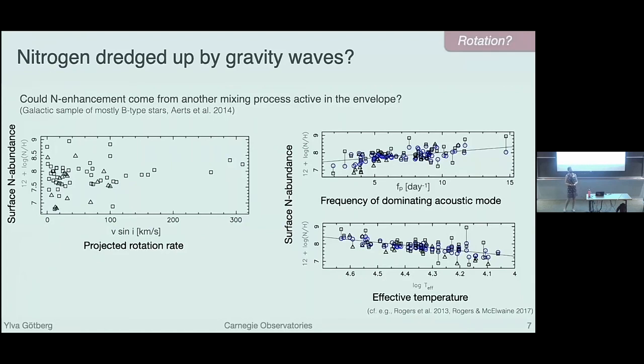So there's a question from Pascal about these plots that we were just discussing. A simple question, is it a correlation or causation that we're seeing here? It's something about acoustic modes, but the dominating frequency of the acoustic mode is correlated with so many other aspects of the star. Is this indicating that there's some correlation there that has nothing to do with the acoustic modes themselves? Fair point.